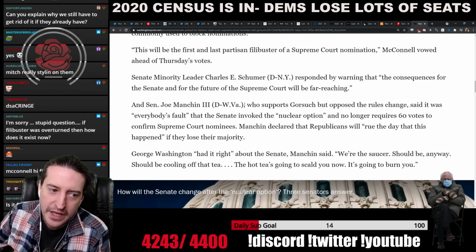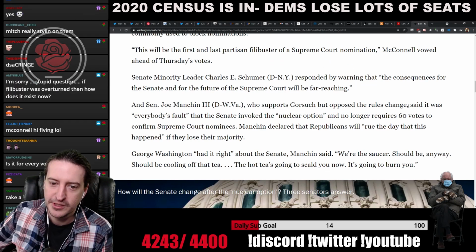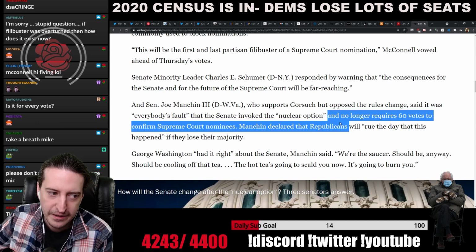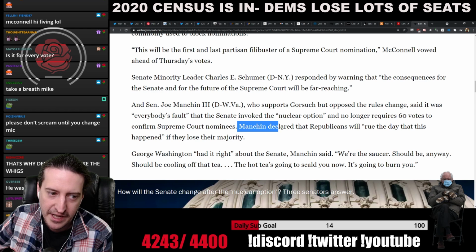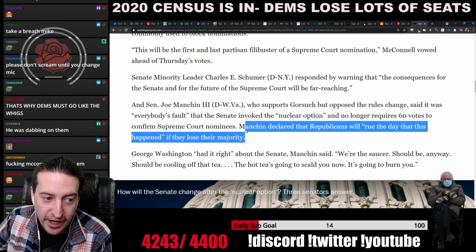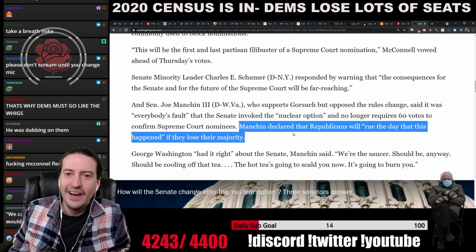And Senator Joe Manchin, who supports Gorsuch but opposed the rules change, said it was everybody's fault that the Senate invoked the nuclear option that no longer requires 60 votes to confirm Supreme Court nominees. Manchin declared that Republicans will rue the day that this happened if they lose their majority. Oh, really, Joe?